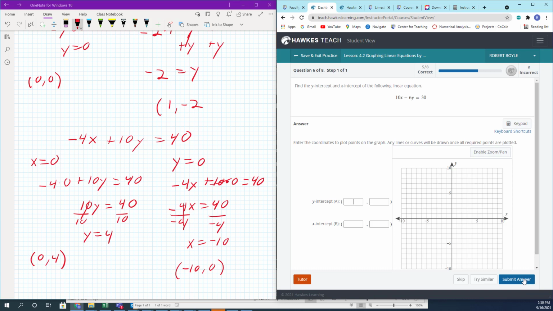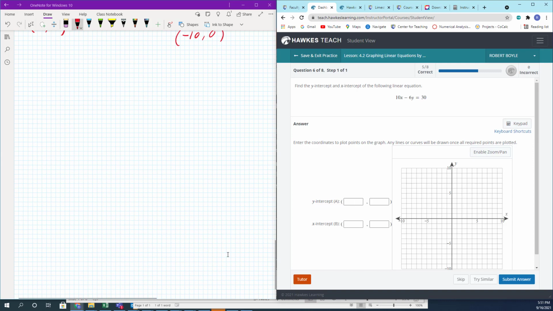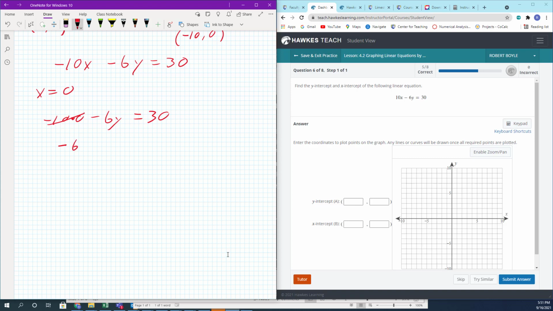And let's just do one more problem. And this one we have -10x minus 6y is equal to 30. Okay, so let's find the y-intercept. We'll let x be equal to 0. We will get -10 times 0 minus 6y, is equal to 30. Of course, this is 0, so we have minus 6y is equal to 30. We can divide both sides by -6, and we will have y is equal to 30 divided by -6, which is -5. And the ordered pair is going to be 0, -5.